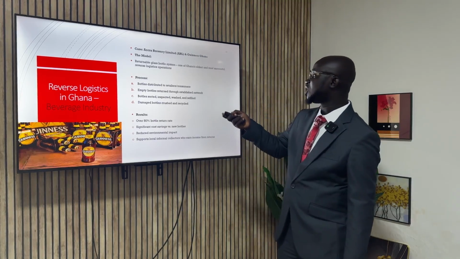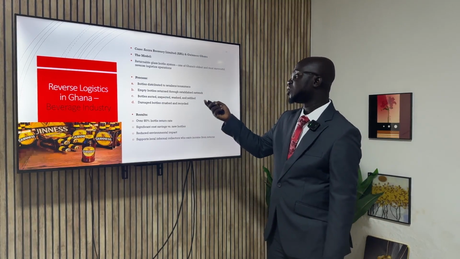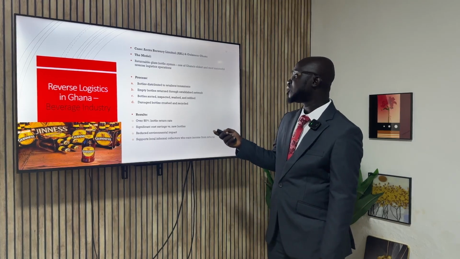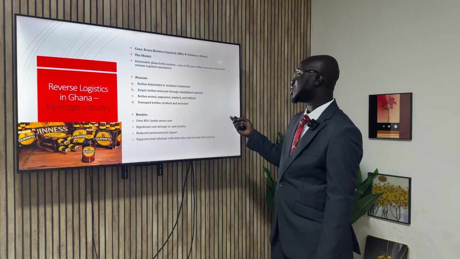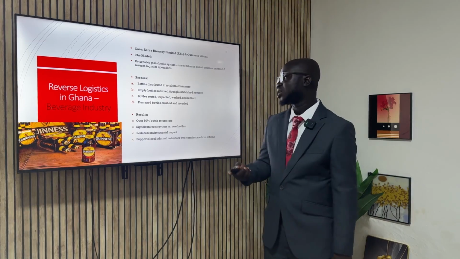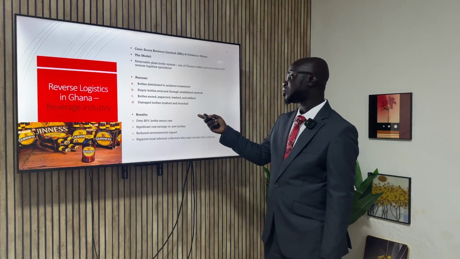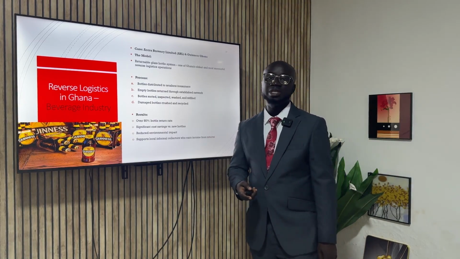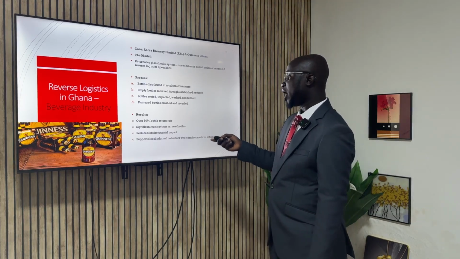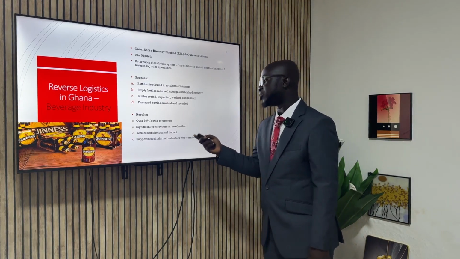This is the process in which they do it. Bottles are distributed to retailers and consumers. Empty bottles are returned through an established network. Then bottles are sorted, inspected, washed, and refilled. Damaged bottles are crushed and recycled. By so doing, they have been able to achieve an 80% bottle return rate.